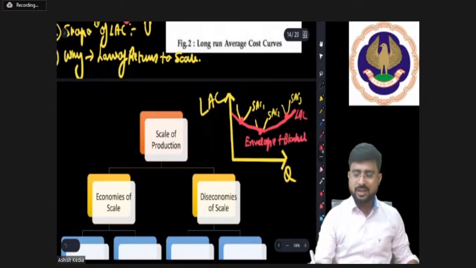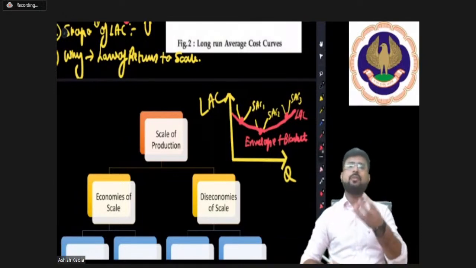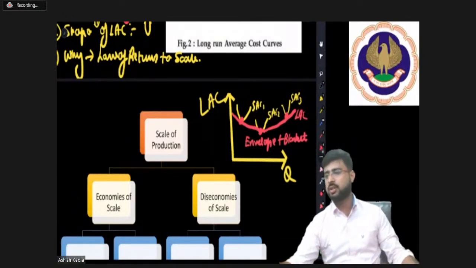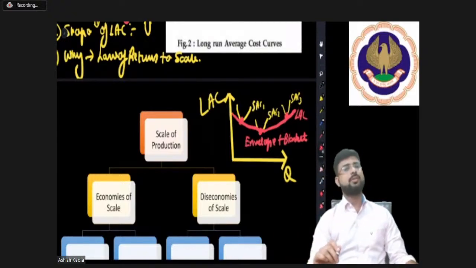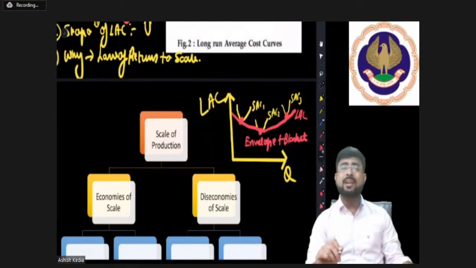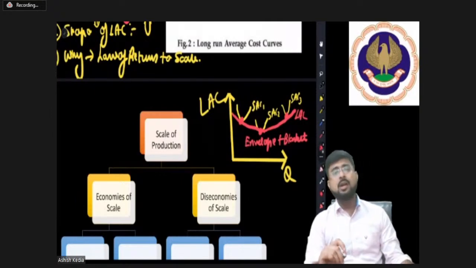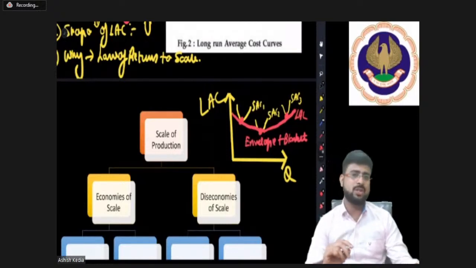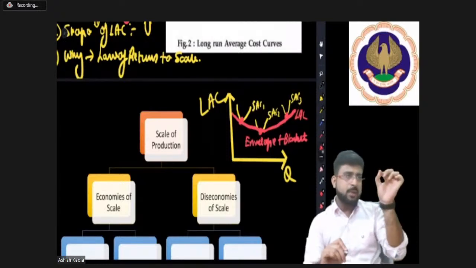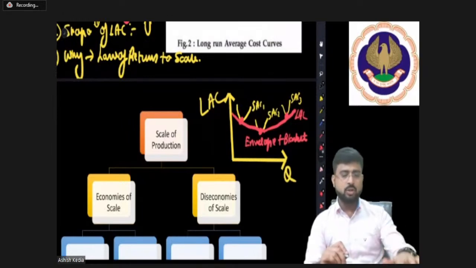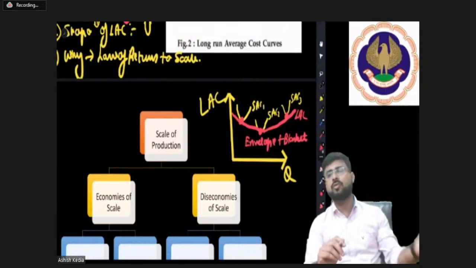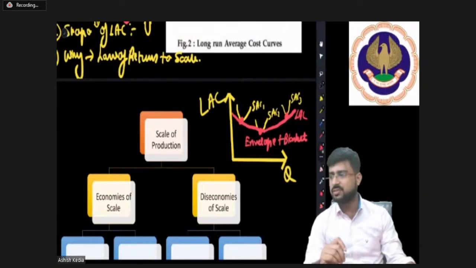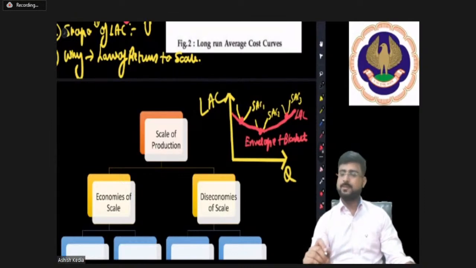Why? Because just like an envelope can hold many things, the LAC curve is holding a lot of short run average cost curves. How is it made? By joining the minimum points of short run average cost curves. Because in fact, what is the long run average cost curve? It is a sum total of a lot of short run average cost curves. Isn't it, friends?